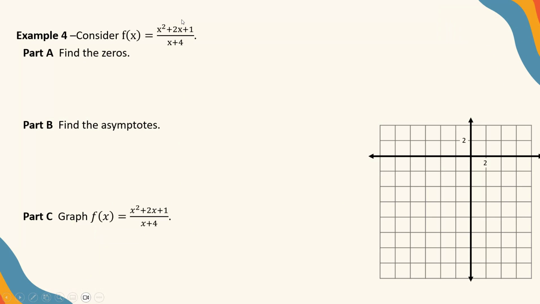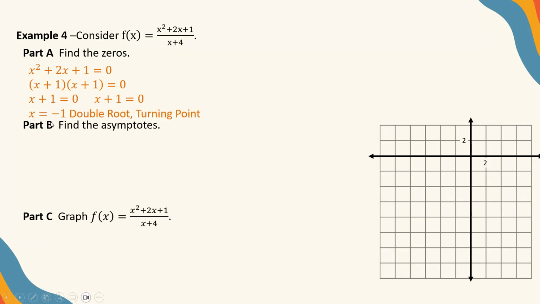So looking at example 4, first to find the zeros, we're going to set the numerator equal to 0 and factor it. Factors of 1 that add up to 2 are 1 and 1. So it factors into x plus 1 squared, and then we set each factor equal to 0, and we get x equals -1. So that will be a zero. Then to find our asymptotes, for our vertical asymptote, it's always the zero of the denominator, so that'd be at x equals -4.